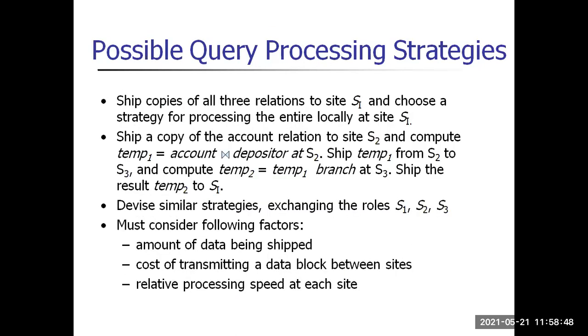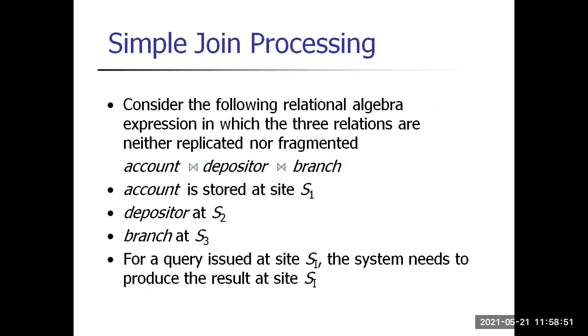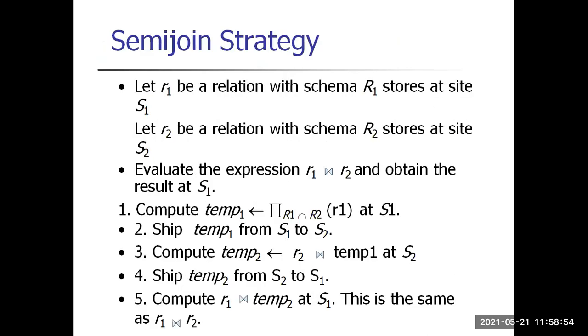So these are the strategies. The first one is the normal query processing strategy. The simple join processing strategy was there, and then the semi-join processing strategy. Here we are saying that a relation R1 with schema R1 is stored at site 1, and in site 2 the same for R2 with the schema of R2. Then we need to evaluate the expression R1 semi-join R2 and obtain the result at S1, the site 1.